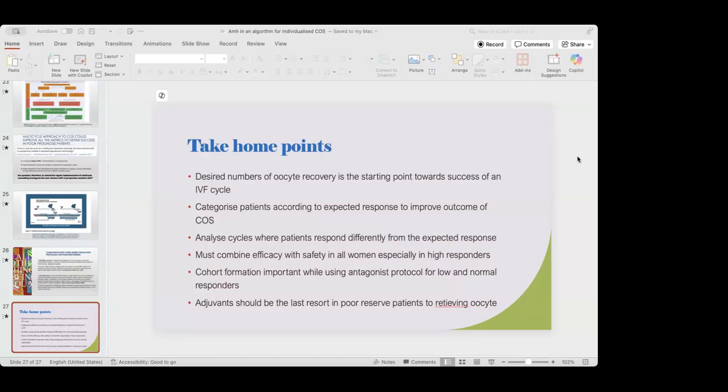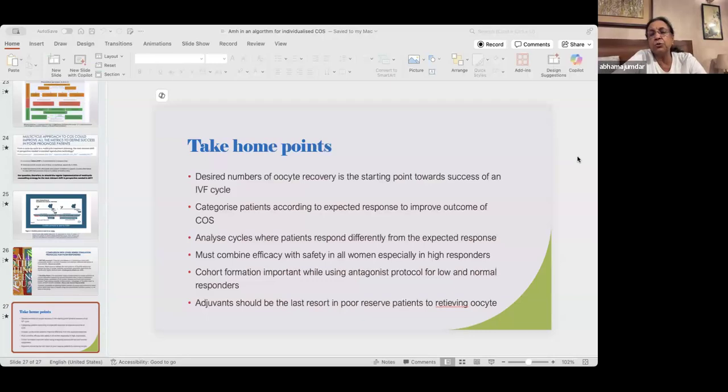Dr. Anupama is asking for fresh transfer. What is your E2 cutoff? I would not transfer if the E2 is more than 2,000 or maybe 1,800. And if I've got more than 15 oocytes, whatever the E2 is, I will not do a fresh transfer. 14, 15 oocytes, no fresh transfer for me. E2 more than 2,000, no fresh transfer. What is everyone's opinion? Just say.